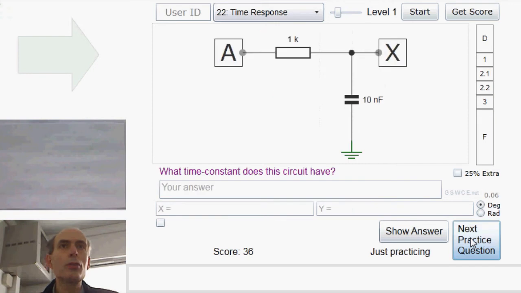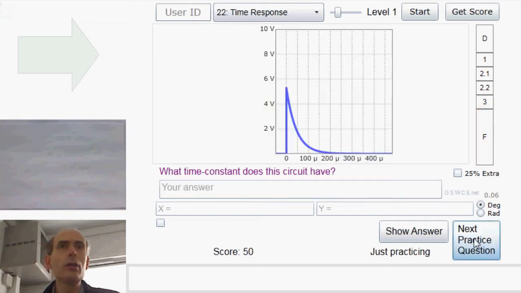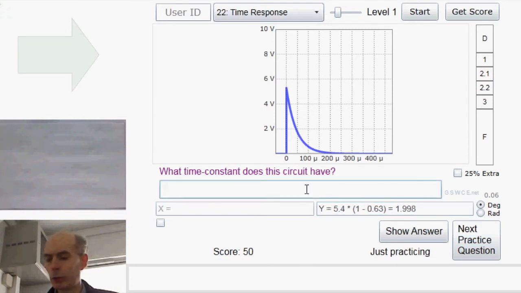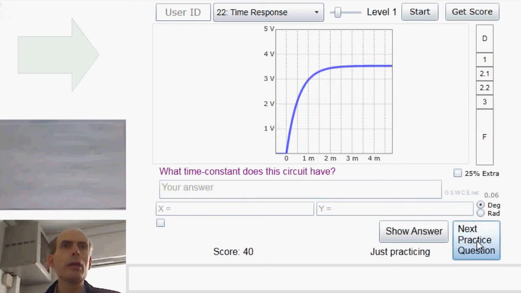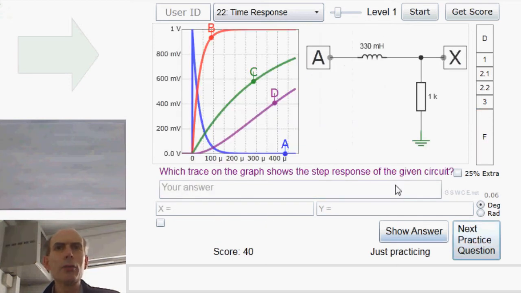Fine. Next. Time constant. Again, the time constant is just the resistor multiplied by the capacitor, so that's easy. Time constant to this circuit looks very like the last one. We're going from 5.4 volts, and we're going down by 63%, so that would be to around 1.998, which is about 2 volts, which is about there, 41 microseconds. Close enough. We've just done one like that.